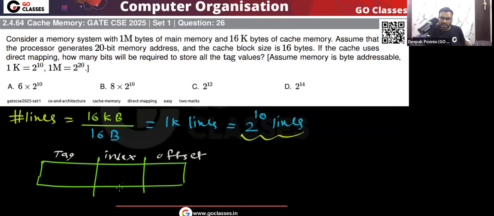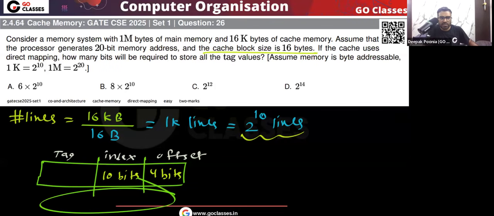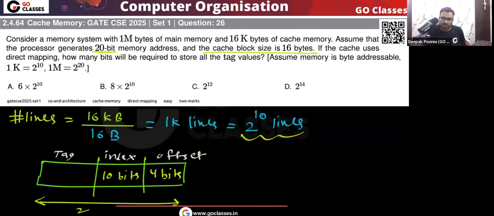Remember, if you have 2 power 10 lines, then for index you need 10 bits. And the cache memory block size is 16 bytes, so for offset you need 4 bits. Okay, very simple. And what is the main memory address size? How many bits are required for the main memory address? That is given to you: a 20-bit memory address. So the total is actually 20 bits.